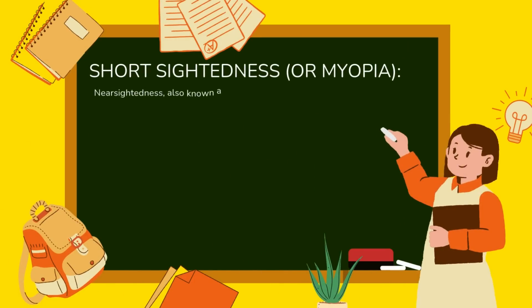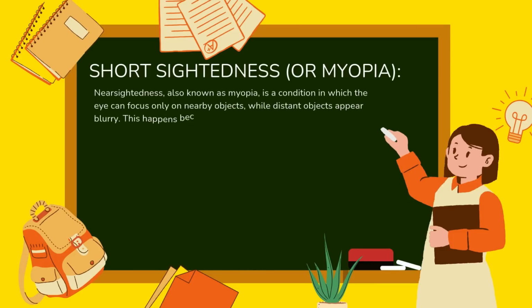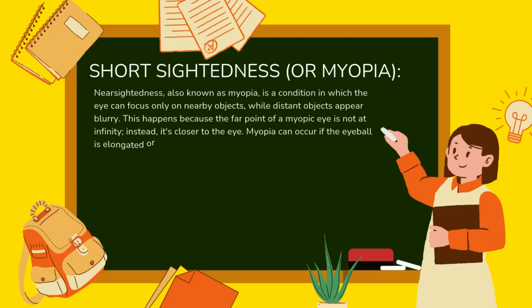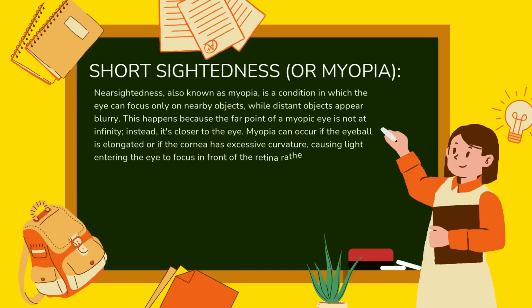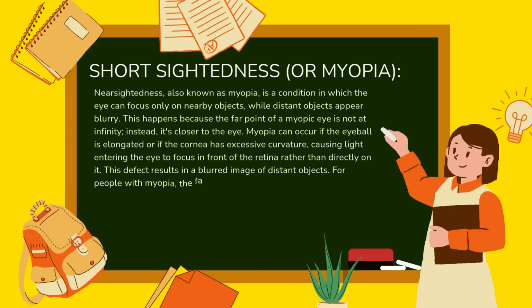Short-sightedness or myopia. Nearsightedness, also known as myopia, is a condition in which the eye can focus only on nearby objects, while distant objects appear blurry. This happens because the far point of a myopic eye is not at infinity, instead, it's closer to the eye. Myopia can occur if the eyeball is elongated or if the cornea has excessive curvature, causing light entering the eye to focus in front of the retina rather than directly on it.